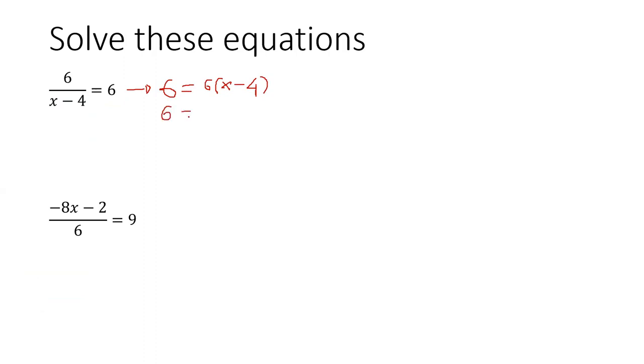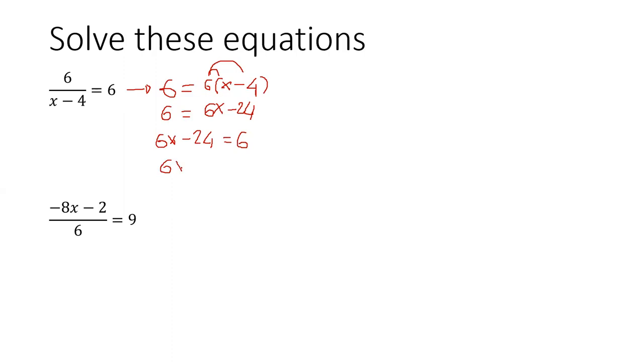Six equal 6 times x, 6x, and 6 times negative 4, negative 24. These equations equivalent with these equations. 6x minus 24 equals 6.